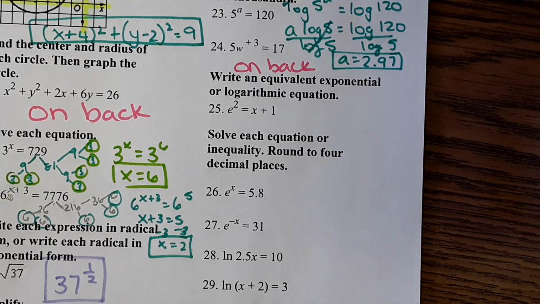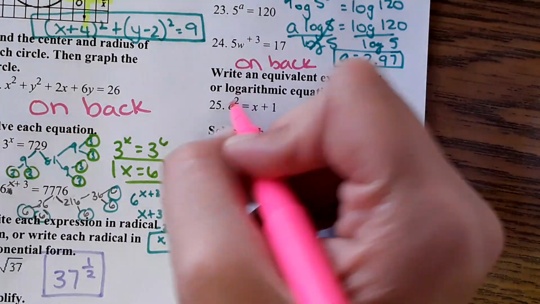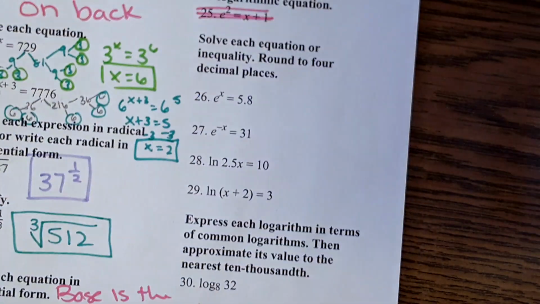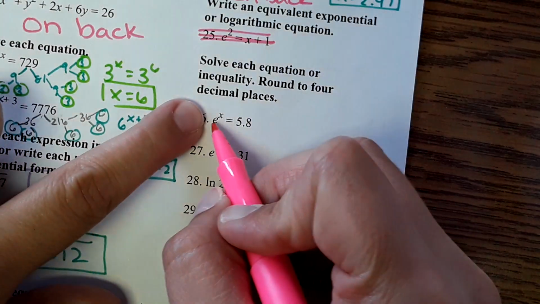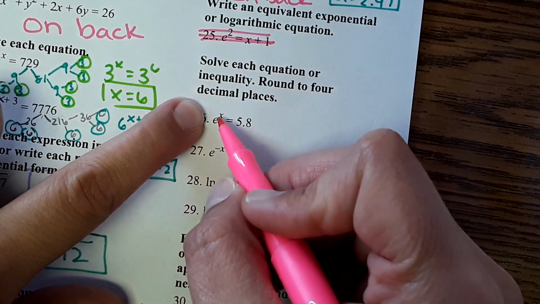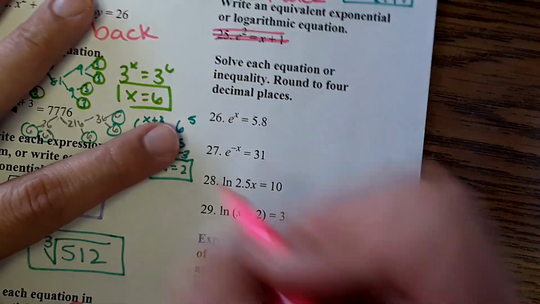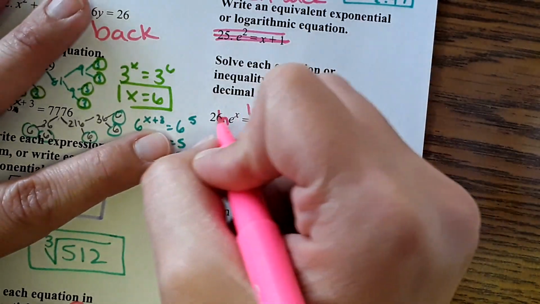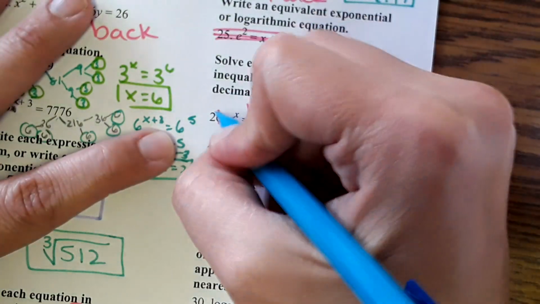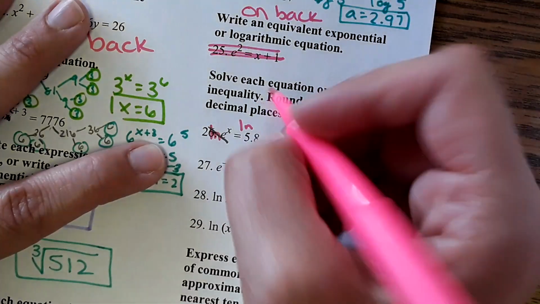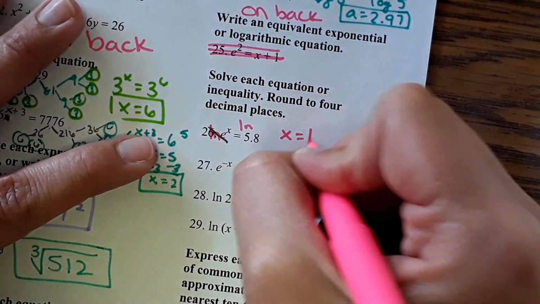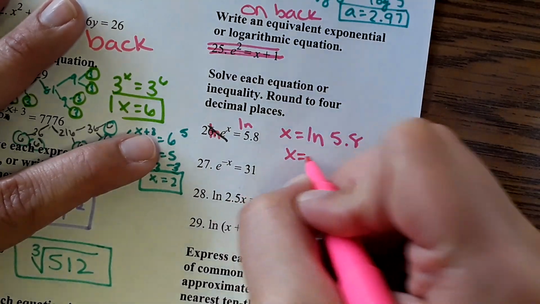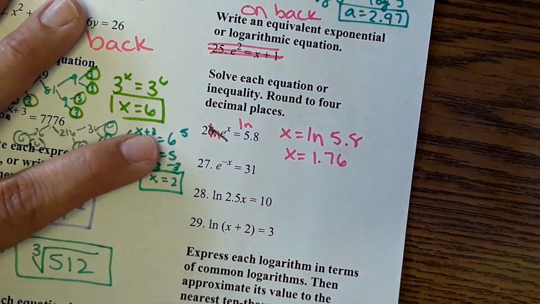So we're going to cross out 25. Cross it out. We're not doing it. Then 26 through 29, what we're going to use is we can use ln to cancel out this e, and we can use e to cancel out the ln. So for 26, we'll do ln on both sides, and that causes this to cancel out, and then you get x equals ln 5.8. You would plug it in the calculator and get this number.